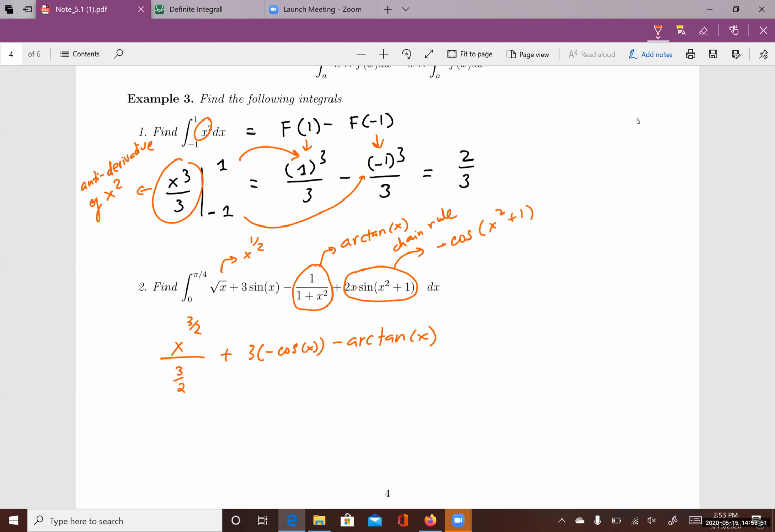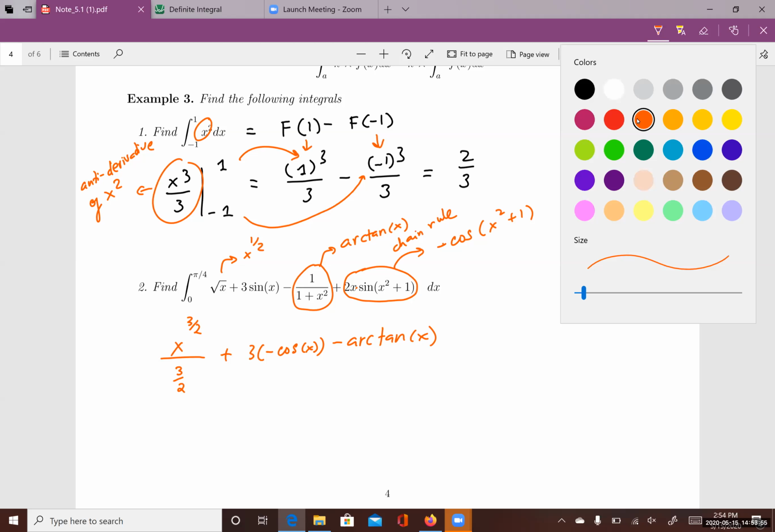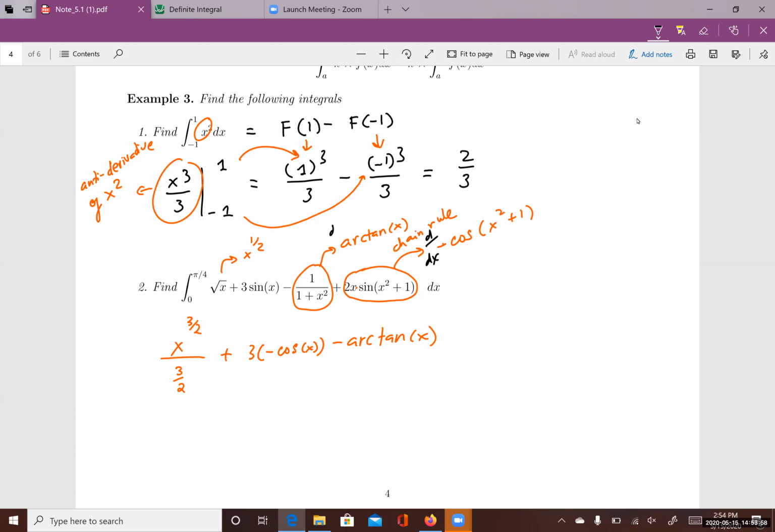All right, this is the derivative of cosine of x squared plus 1. Using the chain rule, the derivative of negative cosine of x squared plus 1 equals sine of x squared plus 1 multiplied by 2x. So using this information, we can figure that the antiderivative of this function is negative cosine of x squared plus 1. Okay, so here plus and negative, I can just change this to negative.